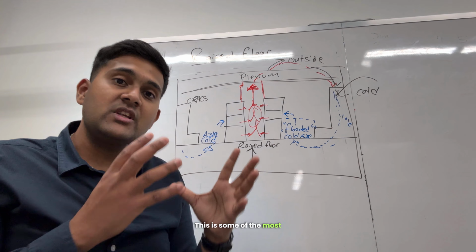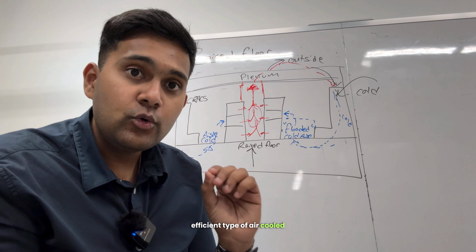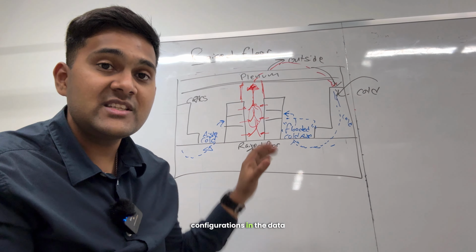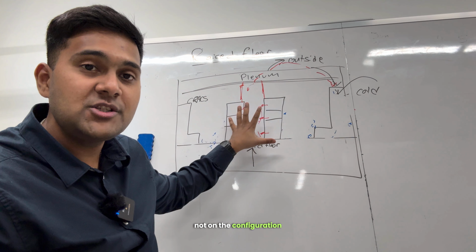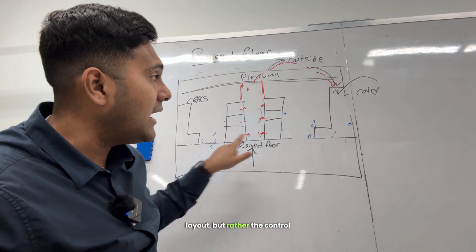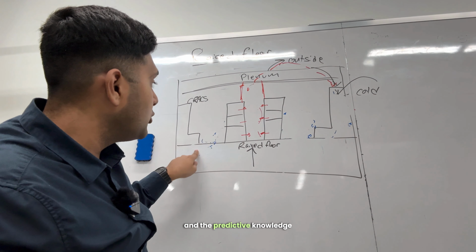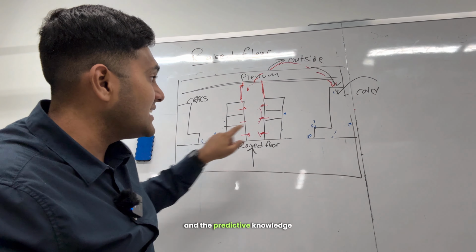This is some of the most efficient type of air-cooled configurations in the data center industry today. PG&E did a study where they retrofitted containment inside a data center that didn't have this config and saw a 30% improvement in efficiency. So how can AI be used to make such an efficient system even more efficient? Well, the inefficiencies in this system are not in the configuration of the physical layout, but rather the control and the predictive knowledge of these HVAC systems.